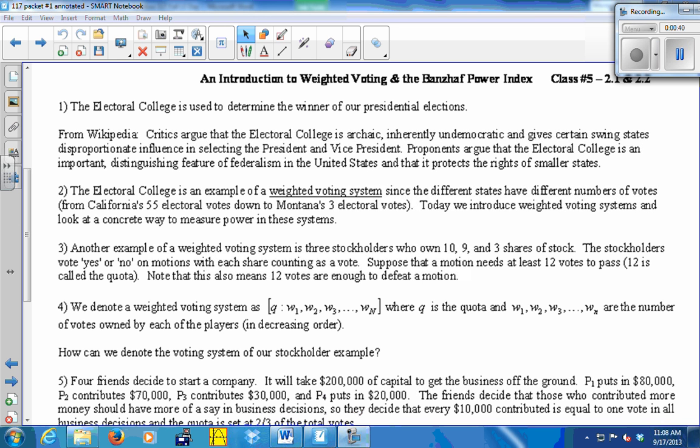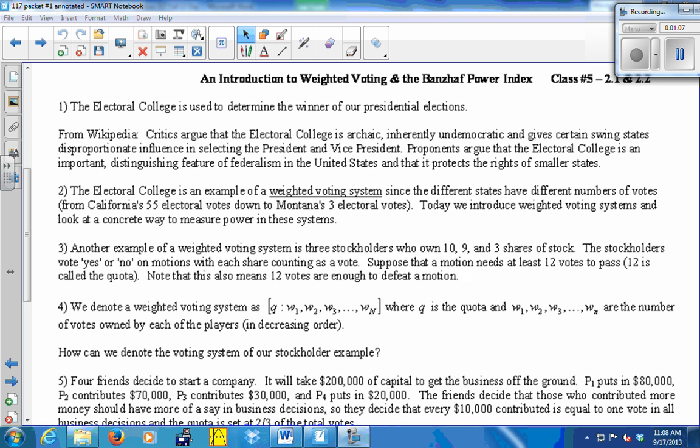So the Electoral College is an example of a weighted voting system. Each state has a different number of votes in electing the president. California gets 55 electoral votes, Montana gets 3. The number of votes each state gets depends on the size of its population. The bigger the population, the more votes it gets. Okay, so this is an example of a weighted voting system.